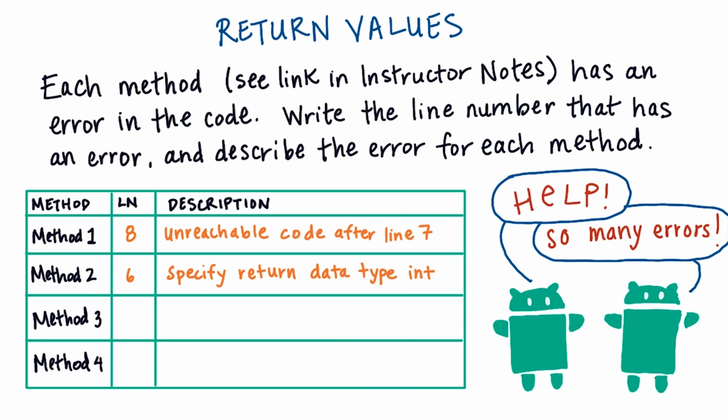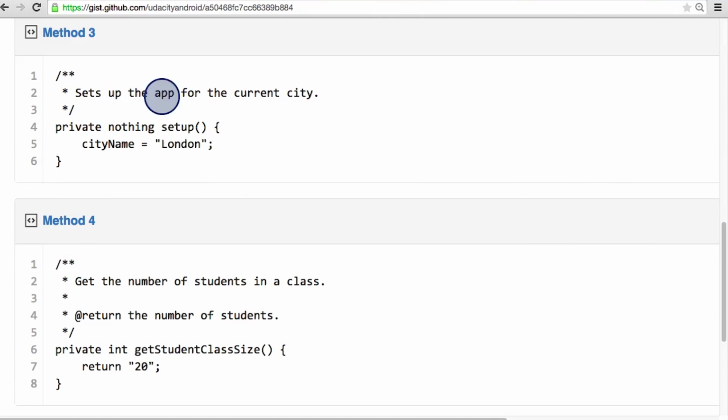Let's look at the third method. This method is about setting up the app for our current city. We don't have the code for the other app, but let's just look at the code for this one method. The method signature starts with private access modifier, and then it says nothing, which is weird because we haven't seen that before, and then the method name is called setup. There's no input parameters, and we have an opening and closing brace.